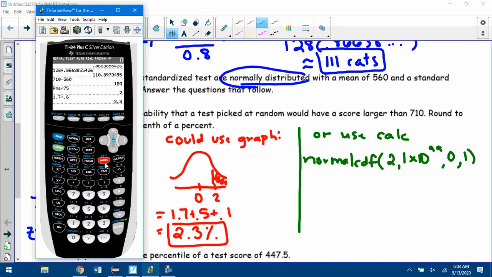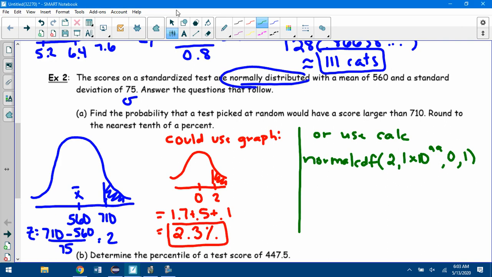Okay, so I could do second vars, normal CDF, lower is 2, upper is infinity, mean is 0, standard deviation 1, because we're using z-scores. 0.02275. And that's the probability to the nearest tenth of a percent, 2.27. Look, you get the same thing, 2.3%. So the calculator can give you a little bit more accurate answers. I could go out to the nearest hundredth or whatever I wanted to. But the graph gives us the exact same answer.